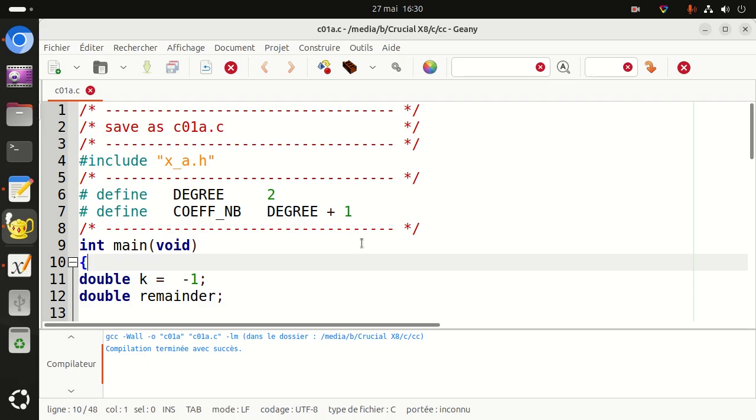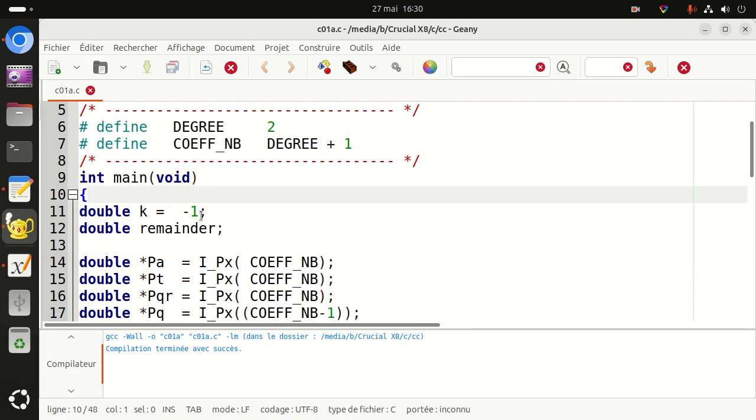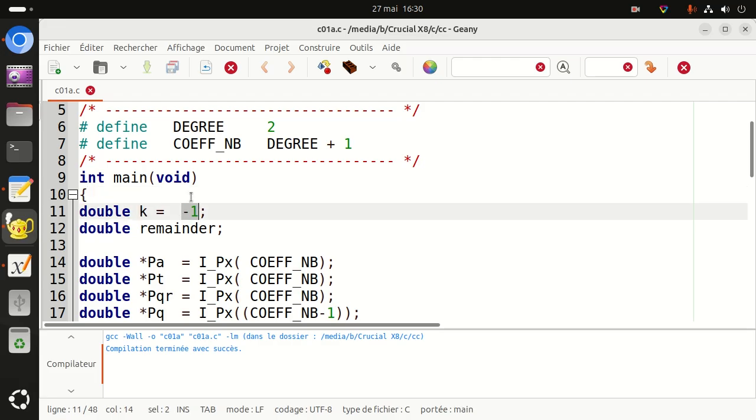Now I try to change the value of k. For example, I put 2. k equal 2. And now I try to do the same work, but when k equal 2.